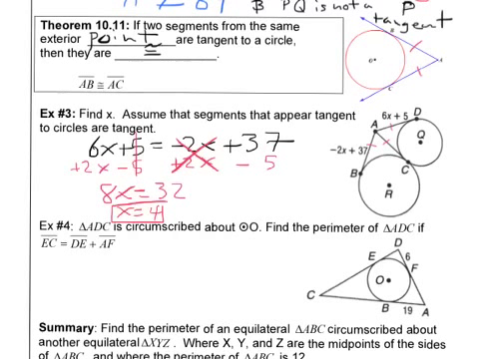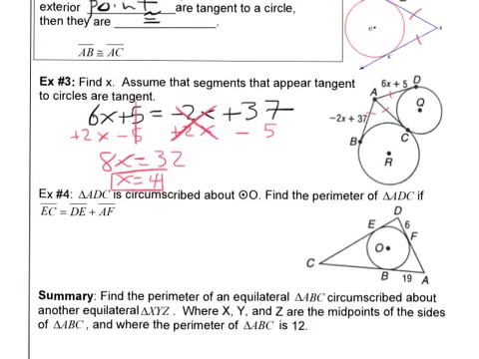All right. This next one, I'm going to just remind you of a couple things and let you guys figure the rest out on your own. Okay, it says triangle ADC is circumscribed about circle O. That means that all these lines are tangent to the circle. That's what it means. They want us to find the perimeter. Remember, perimeter means the distance all the way around this triangle if EC equals DE plus AF.